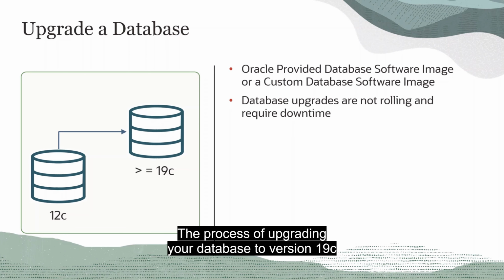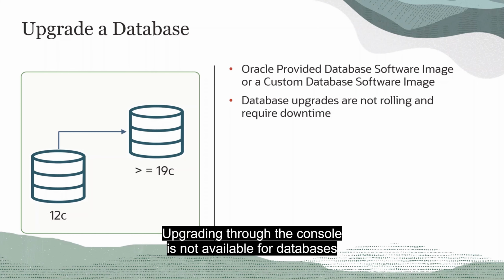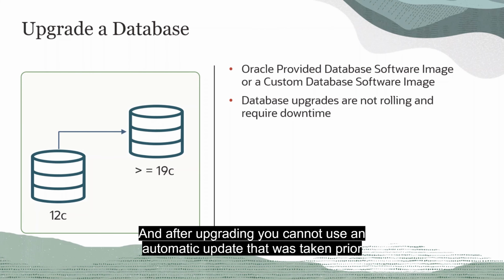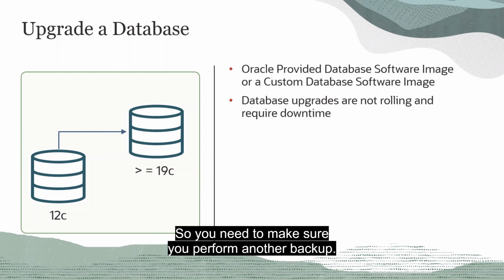The process of upgrading your database to version 19c is similar to the process of updating a database. You want to make sure you run the pre-check prior to the update process. Upgrading through the console is not available for databases in a Data Guard configuration mode. And after upgrading, you cannot use an automatic backup that was taken prior to the upgrade to restore a database. So you need to make sure you perform another backup.